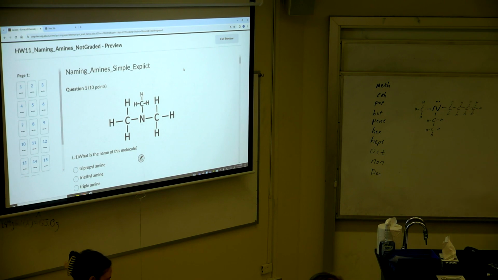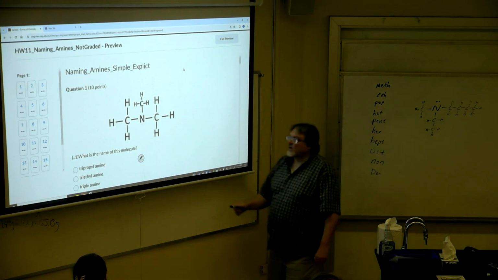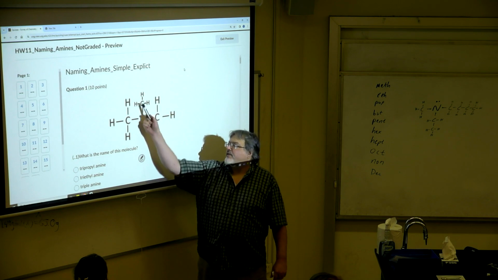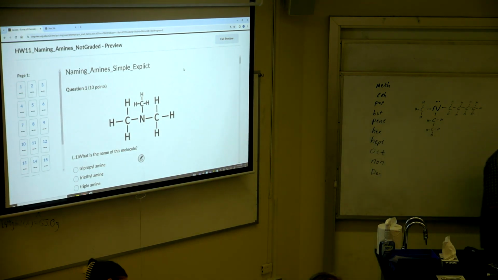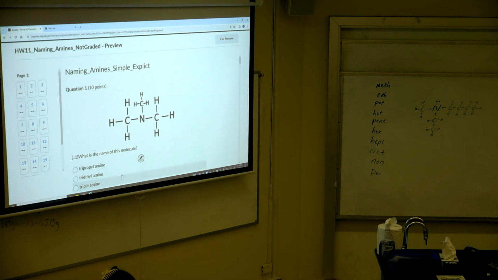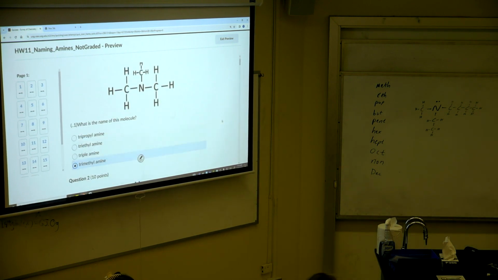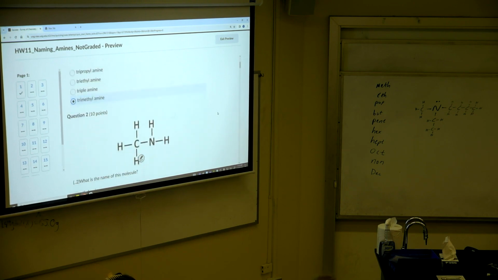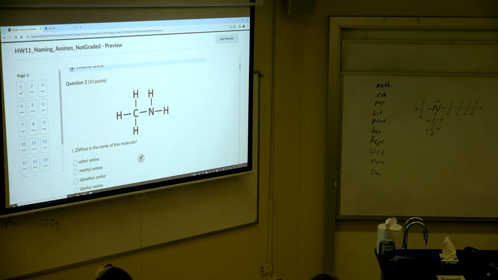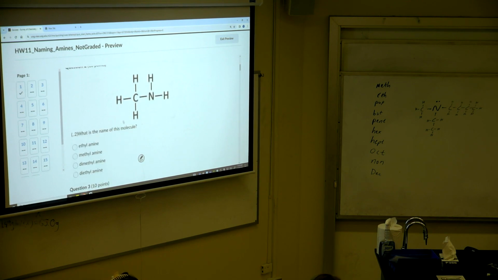This first one, you've got a methyl here, a methyl here, a methyl here, trimethyl amine. That's trimethyl amine. Makes sense? This one only has 1 methyl on it, and these 2 are hydrogens. So you just kind of ignore these hydrogens. They're kind of a null case. So this is just methyl amine. Just 1 methyl there, and you just kind of ignore the 2 hydrogens.